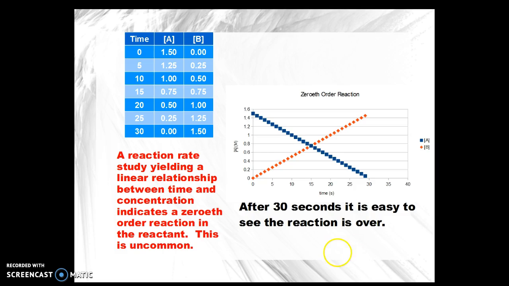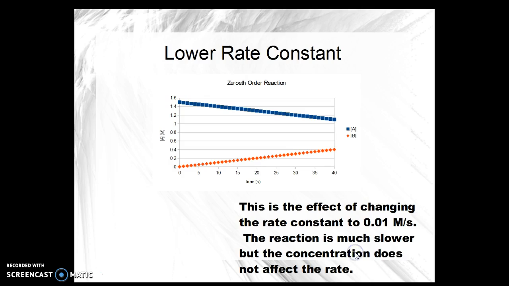This is a very uncommon thing. There's going to have to be some other reactant involved. But if you see a linear relationship like this between the concentration of A and the time, you know you have a zeroth order reaction in that particular reactant.